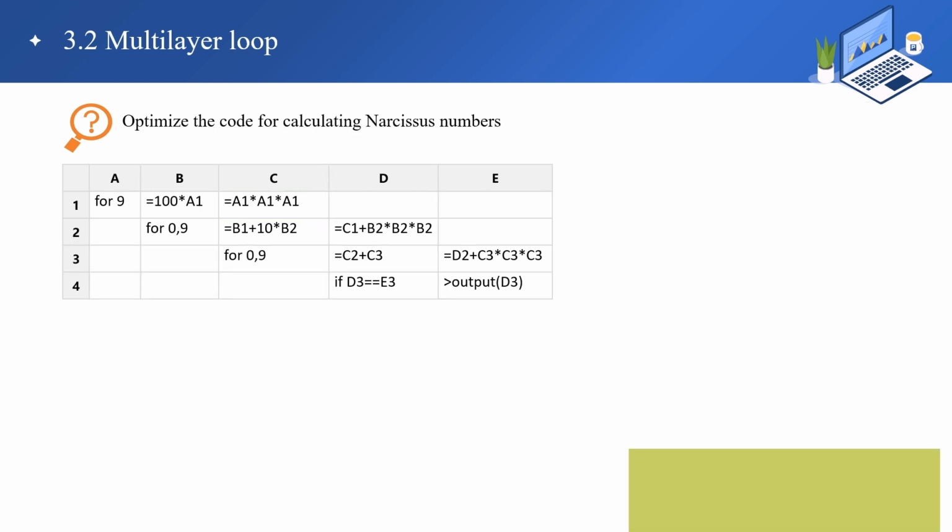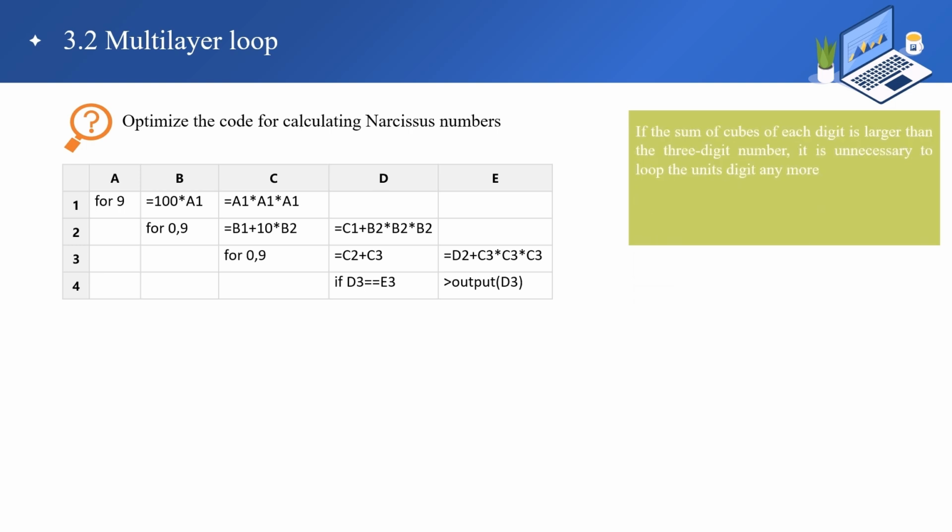This code can also be optimized. If the sum of cubes of each digit is larger than the 3-digit number, it is unnecessary to loop the units digit anymore. Because when the hundreds and tens are unchanged, when the units digit is looped to the next, i.e. added by 1, this cube sum will increase by at least 1, and the 3-digit number itself will only increase by 1. Specifically, this cube sum increases by 1 only when the units digit changes from 0 to 1 and increases greater than 1 for any other change.